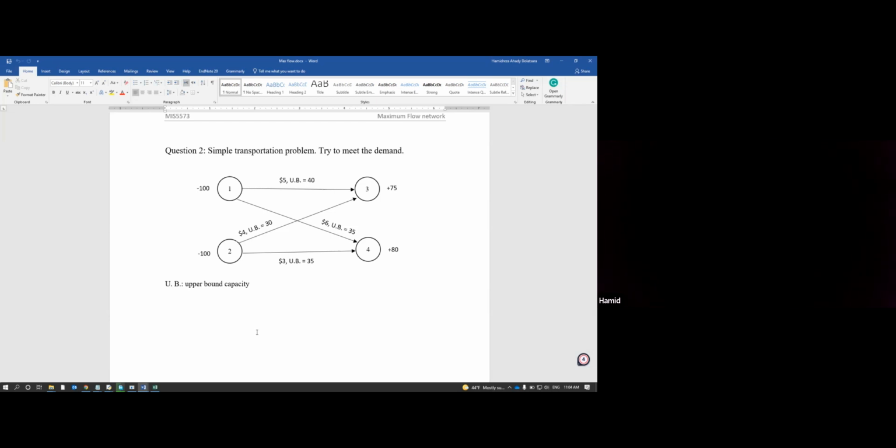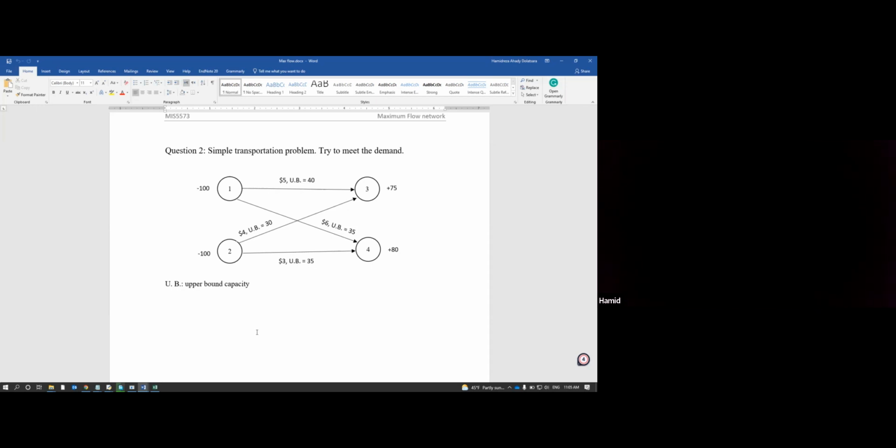Okay, let's look at the next problem. So this is a transportation problem. You have two supply points, 1 and 2, which have a capacity of producing 100 units each. And also you have two demand points with a demand of 75 and 80. Can anyone spot a possible issue here?